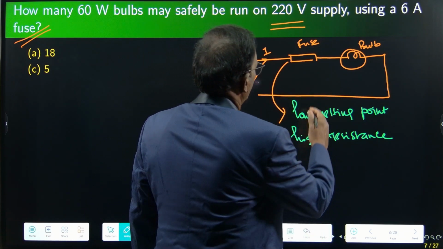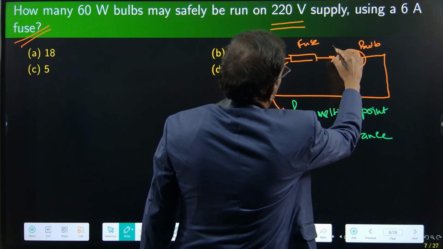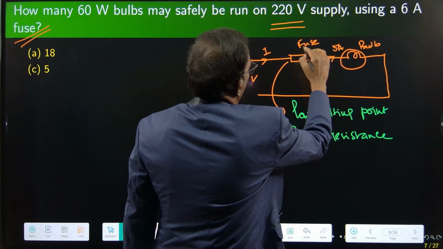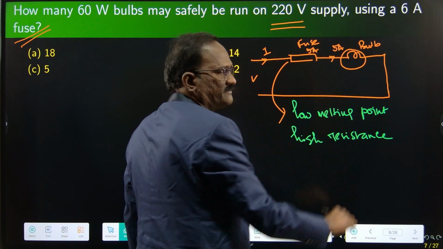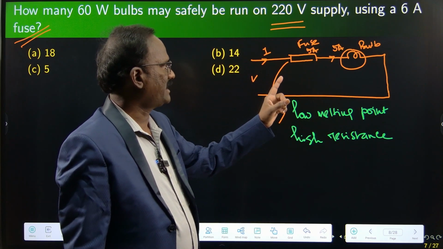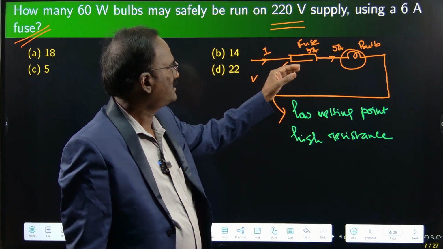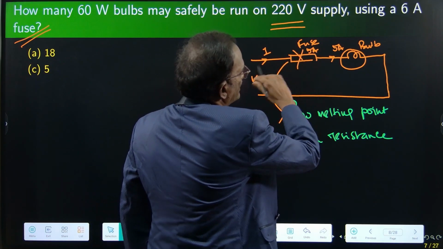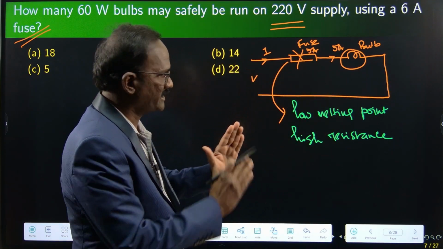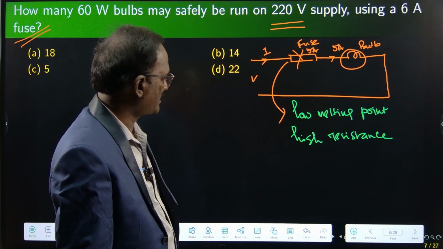So bulbs, right? The maximum current for the bulb is 5 amperes, so the fuse rating will also be 5 amperes. If any current more than 5 amperes flows, the fuse wire will get burned. Then it will disconnect the bulb from the supply. The supply and the bulb will be disconnected, right?